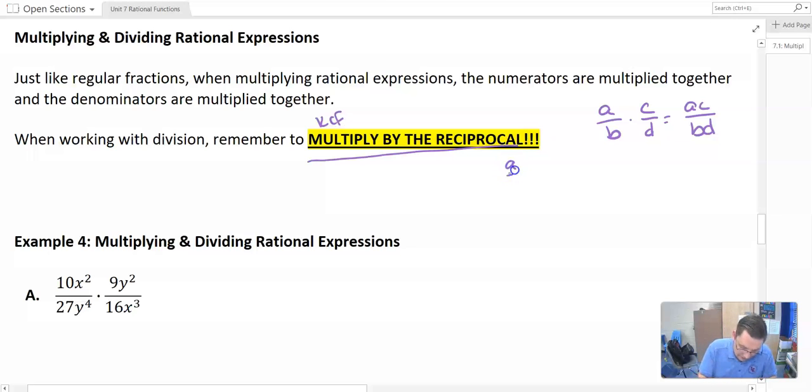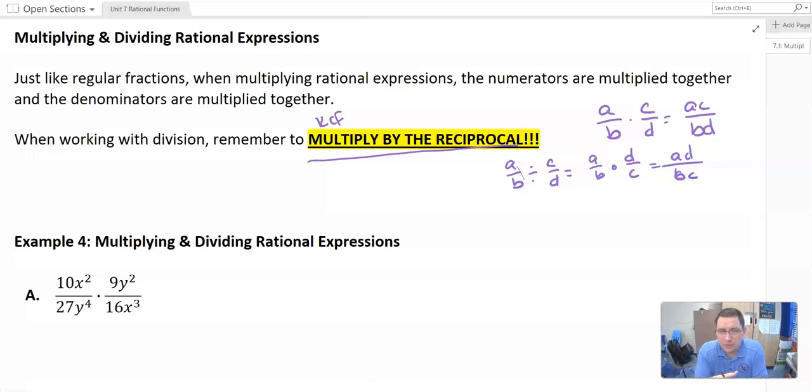And so if I have a over b divided by c over d, remember we're going to keep that first fraction, a over b. We're going to multiply by the reciprocal of the second fraction, so that's d over c now, and we get AD over BC. And so division just changes the multiplication, and then we're able to do it like a multiplication problem. So let's look at the 2 examples that we've got here on multiplying and dividing.